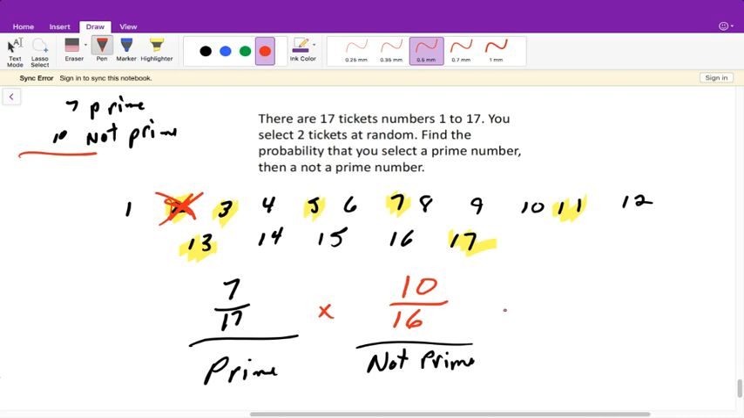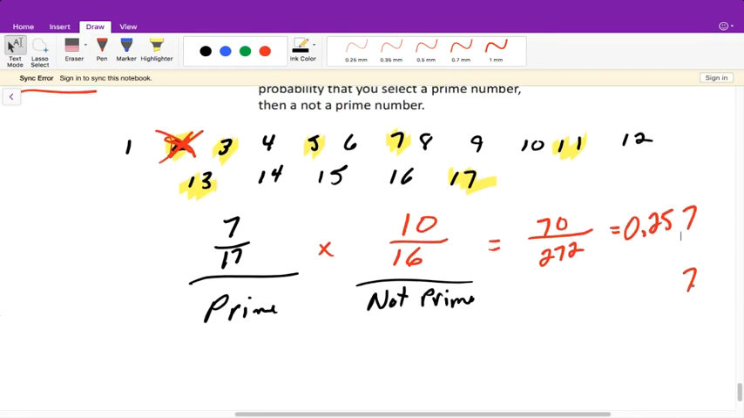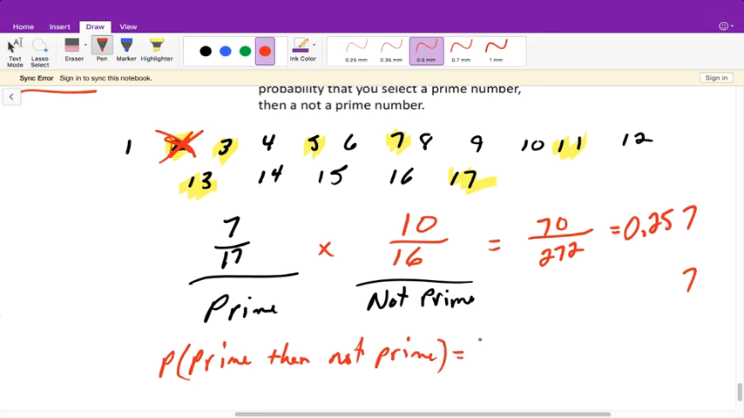We multiply these two together. So this will then give me 70 divided by 272. And 70 divided by 272 is equal to 0.257. So then we would say the probability of getting prime, then not prime, is equal to 25.7%. Right, last question. That's it for this video.